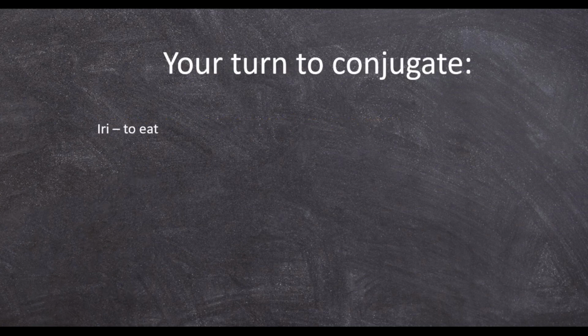So now it is your turn. Conjugate this verb iri, to eat, using the formulas I've already given you for present, past, and future. Iri, to eat. This is unconjugated. Just conjugate it and make your own sentence.